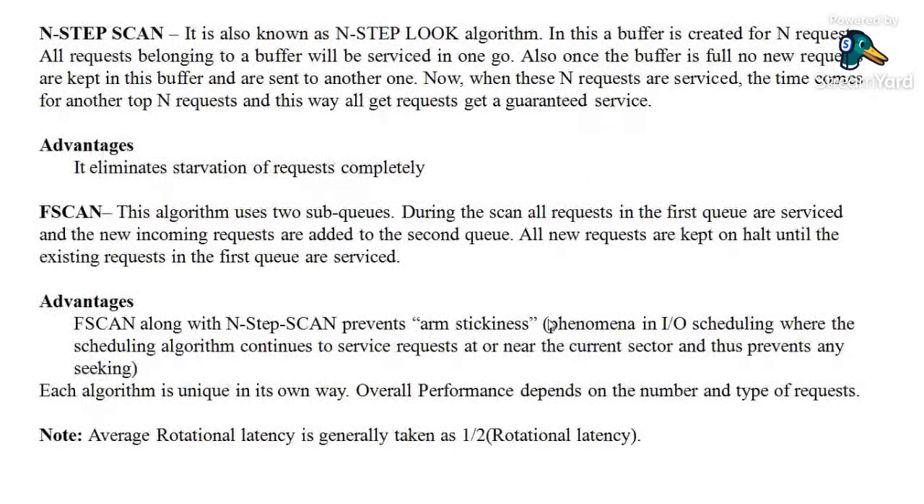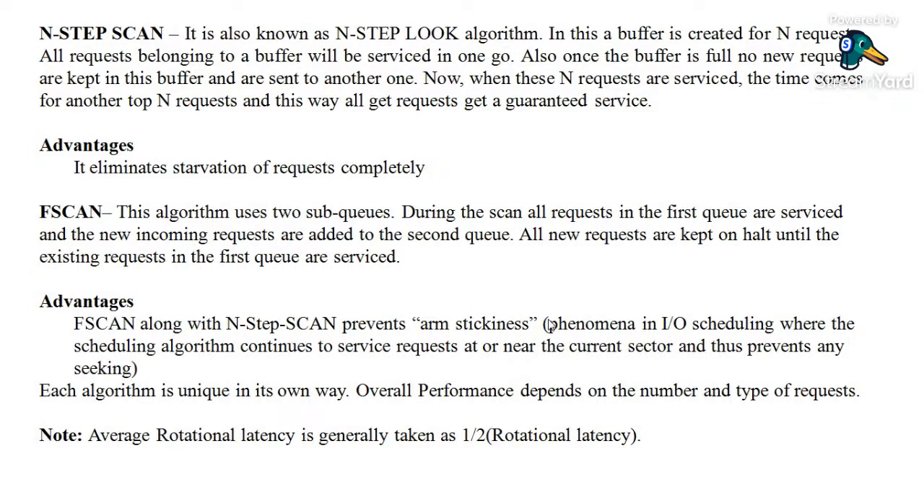The next algorithm is the n-step scan algorithm. It is also known as the n-step look algorithm. In this, a buffer is created for n number of requests. All requests belonging to a buffer will be served in one go. Also, once the buffer is full, no new requests are kept in this buffer and are sent to another one. Now, when these n requests are serviced, the time comes for another top n requests, and this way all requests get guaranteed service. So ultimately, the n-step scan algorithm is going to create a buffer, and all the requests which are coming will be kept in the buffer, and then it is going to serve them. So what is the major advantage? It eliminates the starvation of requests completely. There is no starvation as we have seen in the LIFO and SSTF.